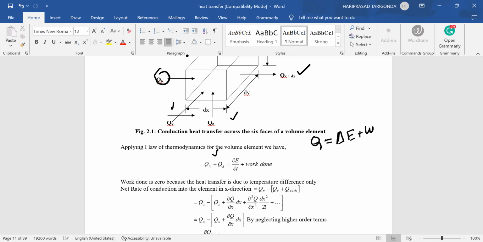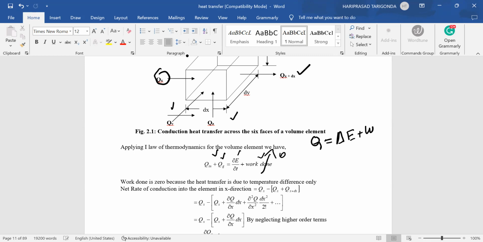So here, heat will be conducted into the element. Next, heat will be generated in the element due to the flow of current or by other means. Next is the change in energy plus work done. Heat transfer is a process where heat is transferred due to temperature difference only. That's why we are not putting any work; we consider the work done in a heat transfer process to be zero.